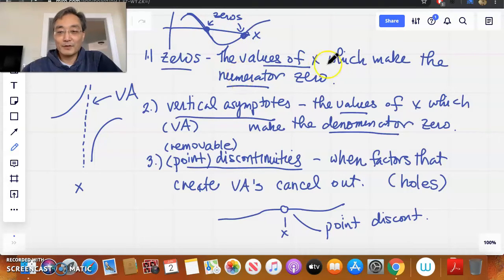Okay? If you look at the rational function, it's basically the values of x which make the numerator go to 0. The values of x which make the numerator 0.